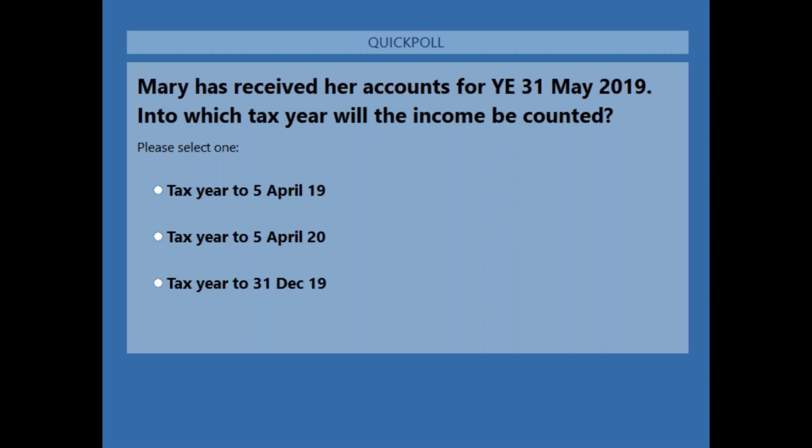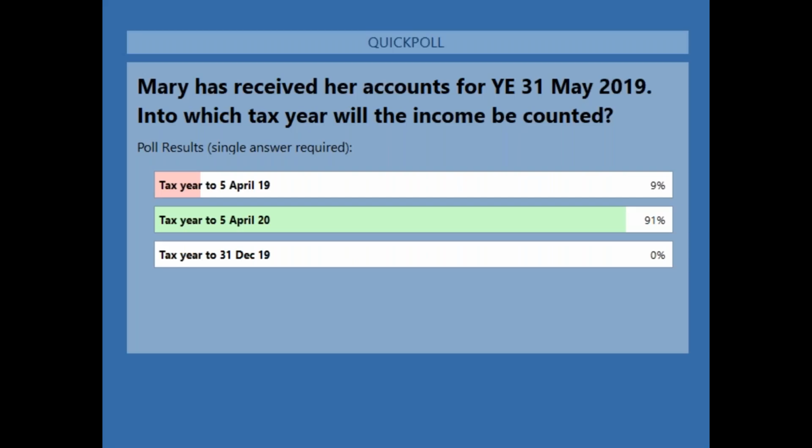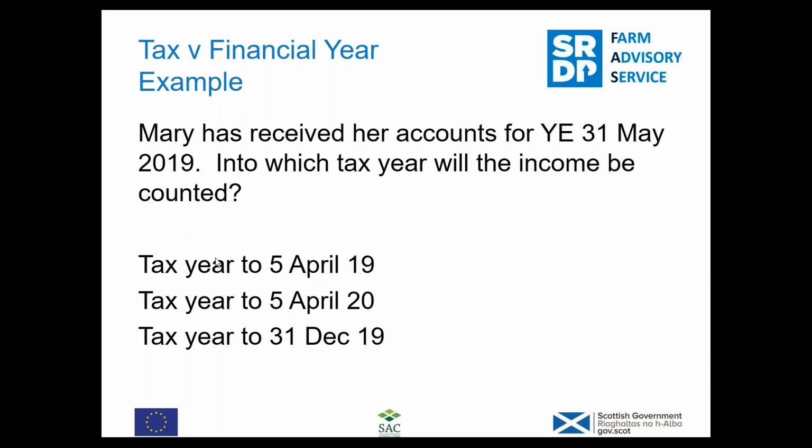And the responses are coming in. Five more seconds. A few more. So Mary's year end of 31st of May 19 will be included in the tax year to the 5th of April 20. So the 91% there got it. It is the tax year to the 5th of April 20, because her year ended after the 5th of April.